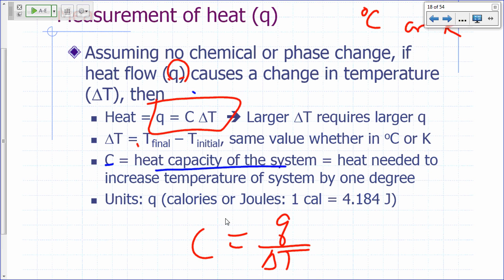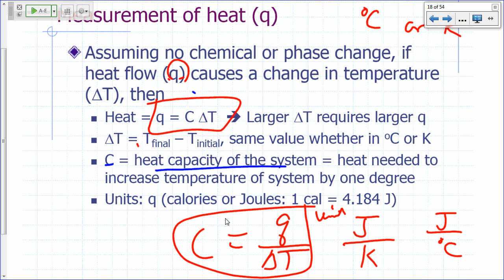So the unit for that is what? An energy unit over a temperature unit, which is joules per Kelvin. Okay, that would be our unit. Or you can say it's joules per degree Celsius. So that's your heat capacity: the amount of energy in joules needed to cause a temperature change of 1 degree Celsius or 1 Kelvin. Right? Unit for Q is calories or joules, and 1 calorie is 4.184 joules.